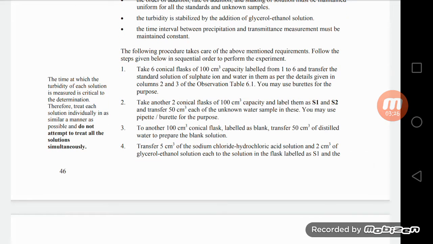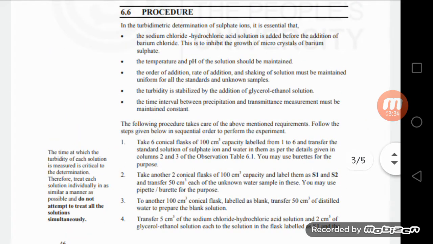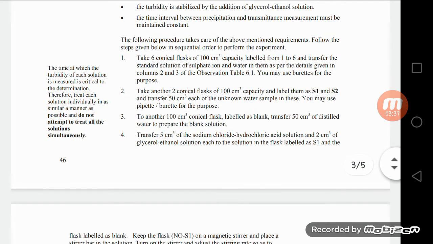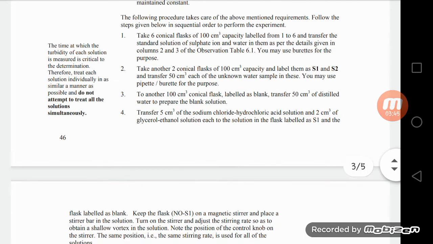The following procedure takes care of the above mentioned requirements. Follow the steps given below in sequence. So take 6 conical flasks of 100 cm³ capacity labeled from 1 to 6 and transfer the standard solution of sulfate ion which is given above.